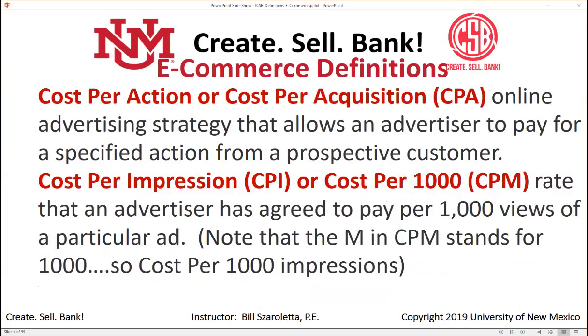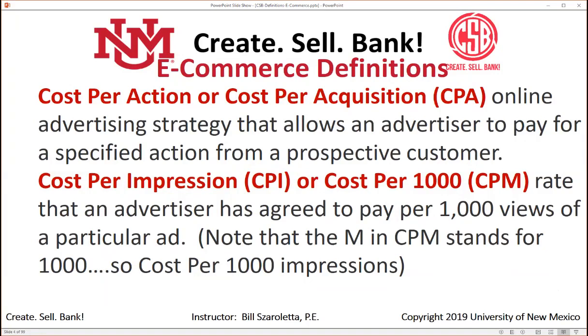Now, the cost per action or cost per acquisition is called CPA. Of course, you all know the accounting version, certified public accountant. This is different, and it's an online advertising strategy that allows an advertiser to pay for a specific action from a prospective customer. Typically, that's done by a publisher, and you would be the publisher that would put up the CPA ad. Again, more on this later.